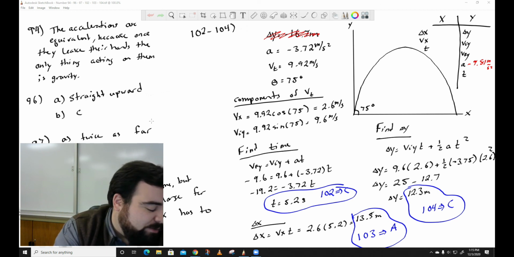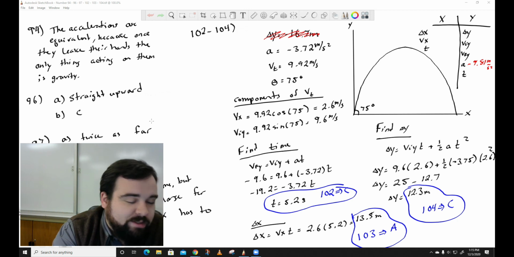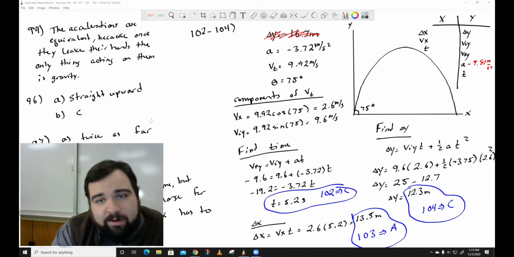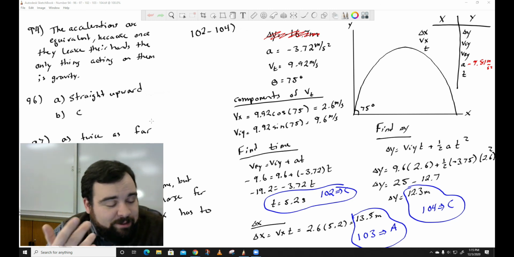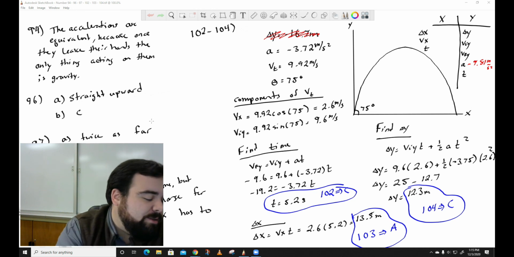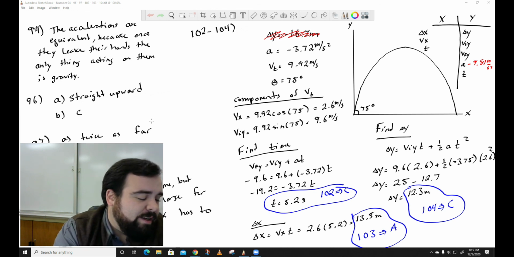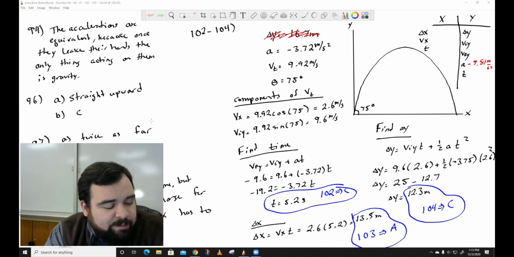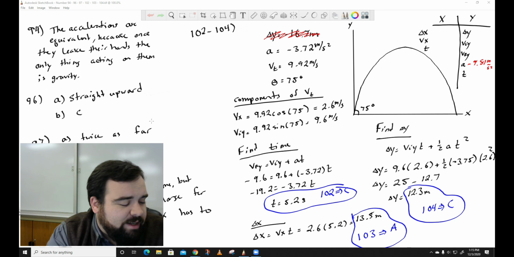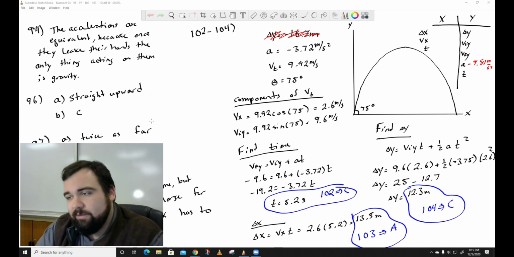And it's asking for, well, how much time elapses between the first and second bounce, from when it hits to when it hits again, how far does it travel while bouncing, and how high does it bounce up to while it's doing all of this. Some of the values that it gives us are that it bounces upward with a speed of 9.92 meters per second and at an angle of 75 degrees above the horizontal.